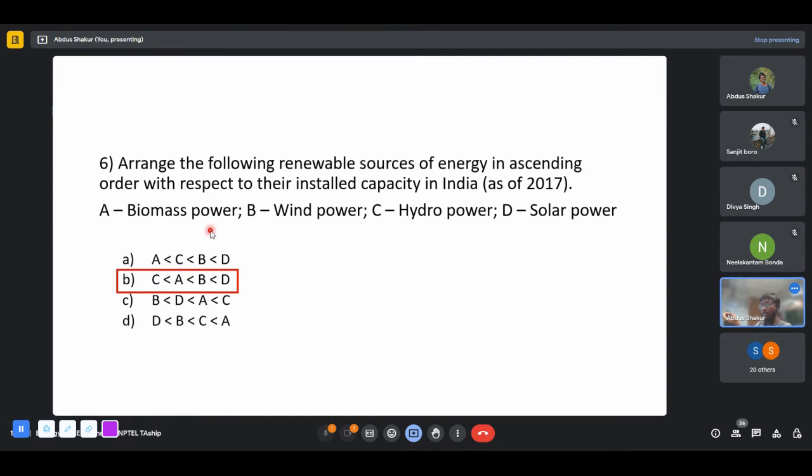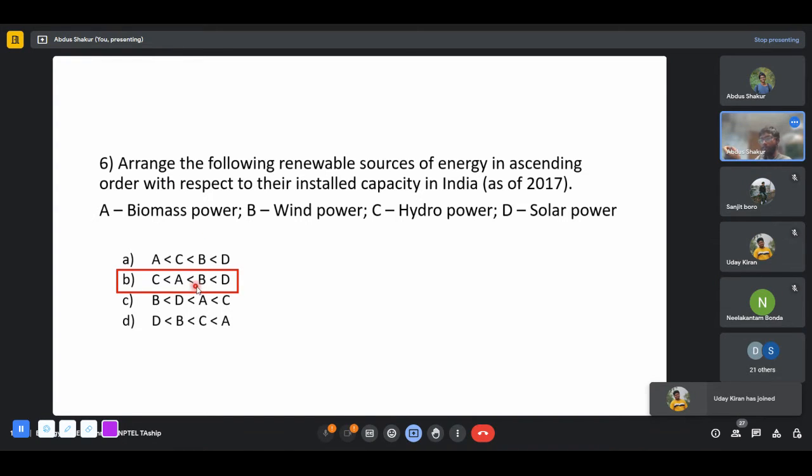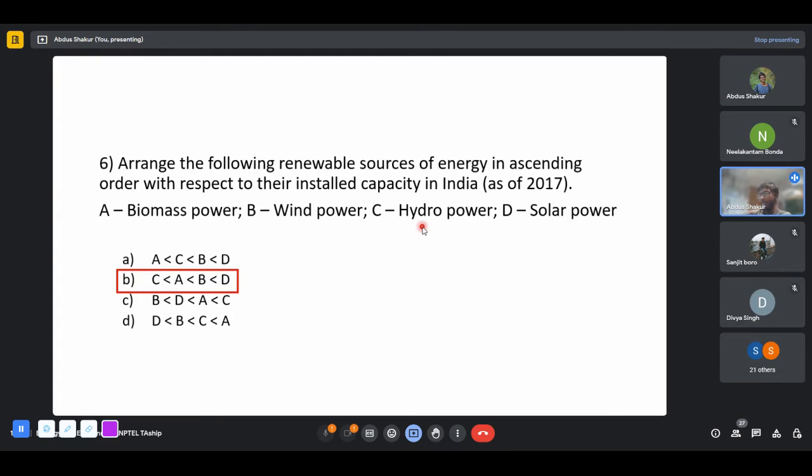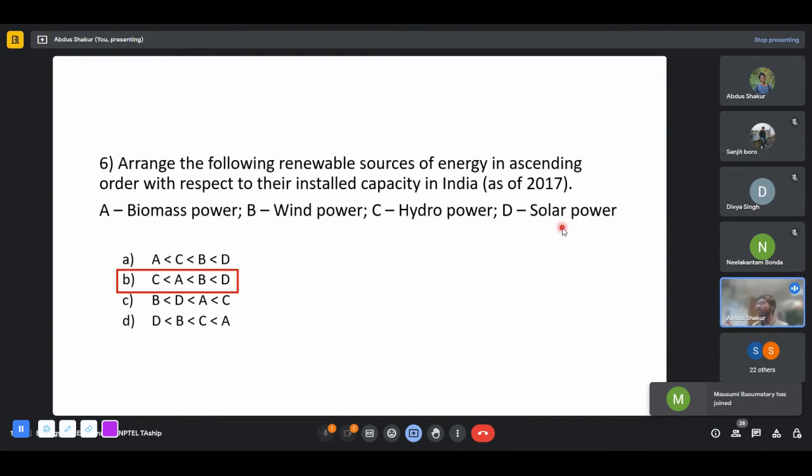biomass power. Oh, sorry, yeah, higher is for solar, wind, biomass, and then hydropower. We have relatively less hydropower, but we have increased considerably in terms of renewable sources of energy, solar and wind power. Yeah, the right answer is B here. CABD is the increasing order.